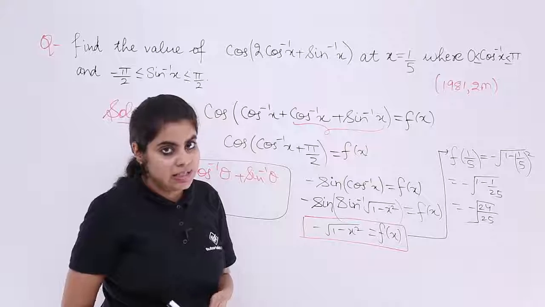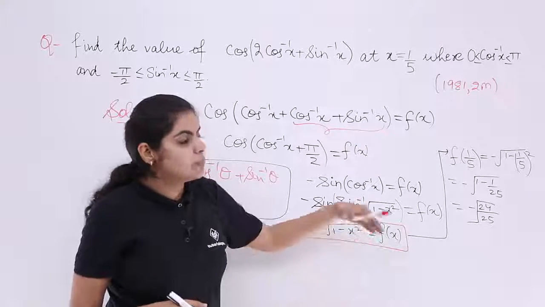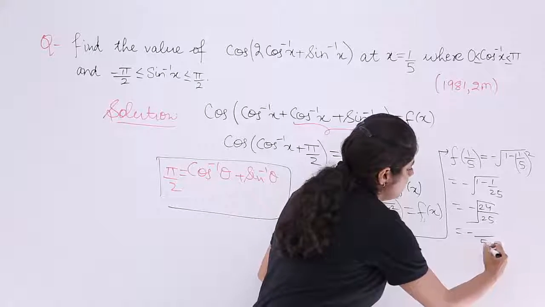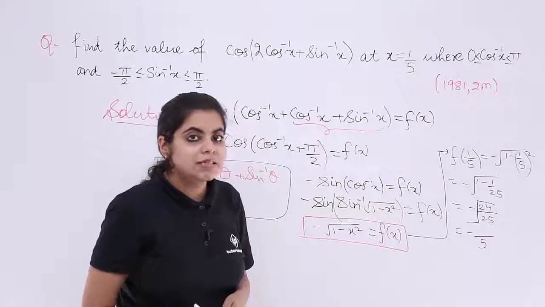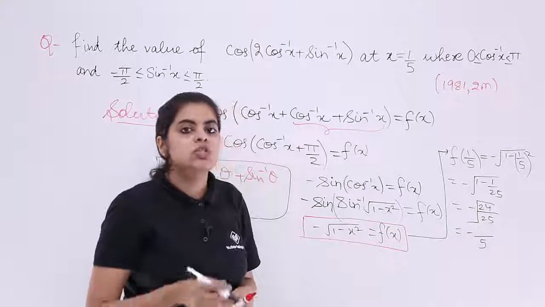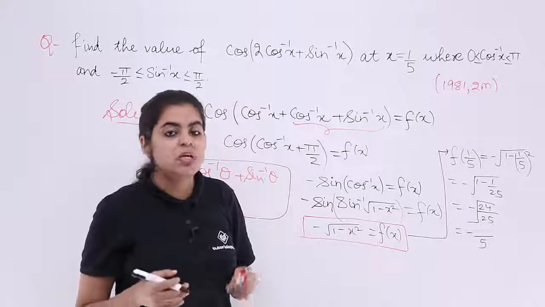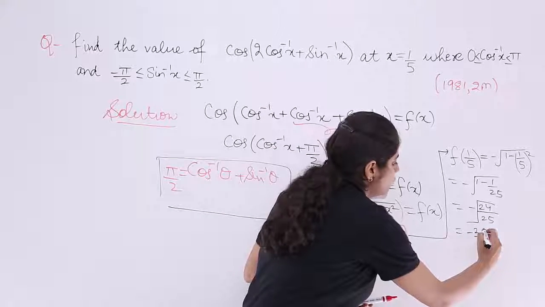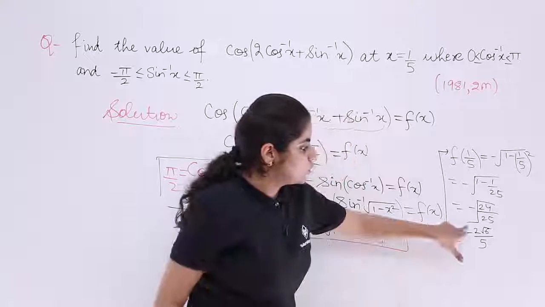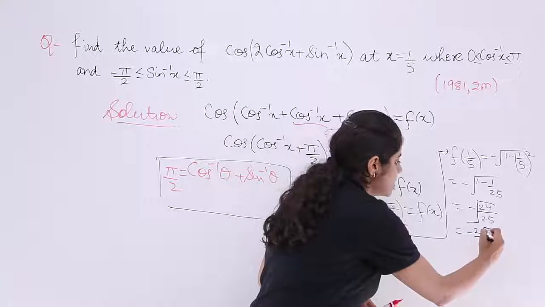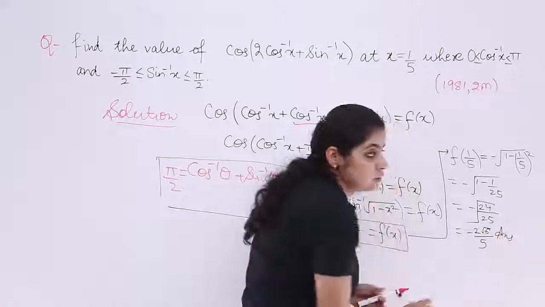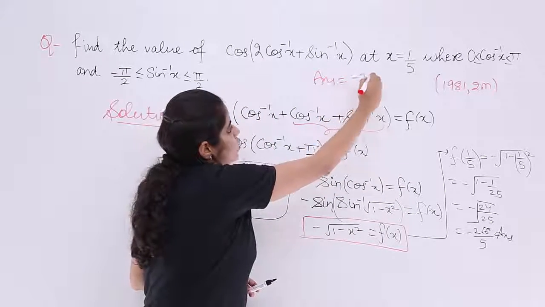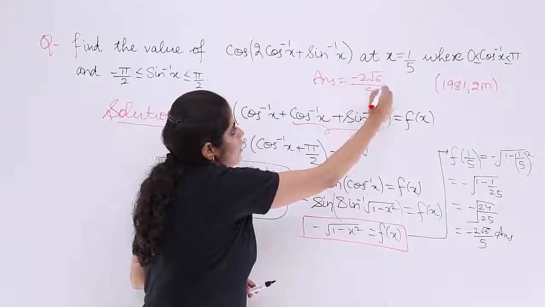Either leave the answer as it is, or you can simplify this further. Root 25 is 5. So minus 5 in the denominator. What is the value of root 24? 2 2s are 4, 4 6s are 24. So 2 into 6. So it becomes 2 under root 6. So the answer to this question is what? The answer basically becomes minus 2 root 6 upon 5.